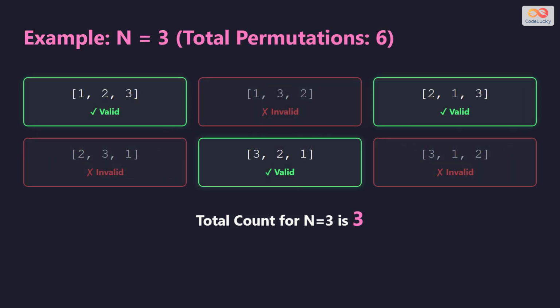Now consider n equals 3. There are 6 possible permutations in total. However, not all of them satisfy our condition. In this slide, you can see valid arrangements marked in green and invalid ones marked in red. Only 3 of these 6 permutations are actually beautiful.